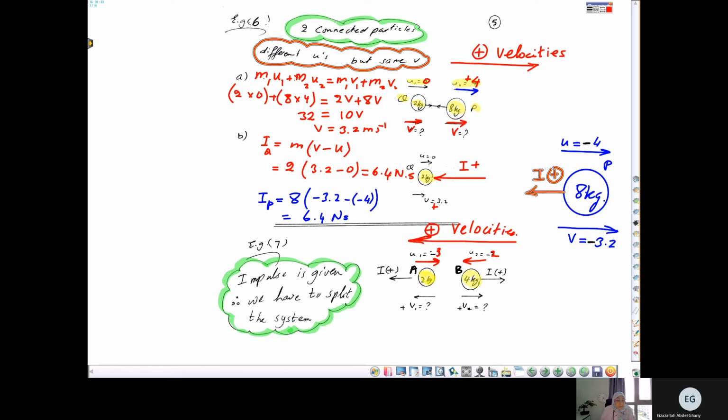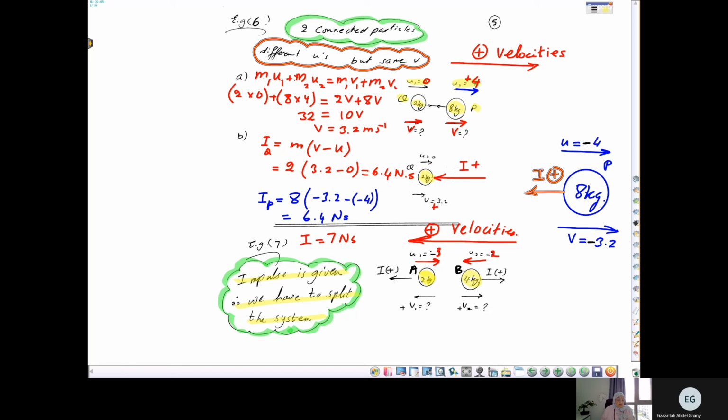Let's read. The particles collide. Before collision, the speeds of A and B are 3 and 2 meters per second respectively. Given that the magnitude of the impulse due to collision is 7, so it's given that impulse is 7 Newton second. In this case, as long as impulse is given, we have to split the system. Consider each one individually.